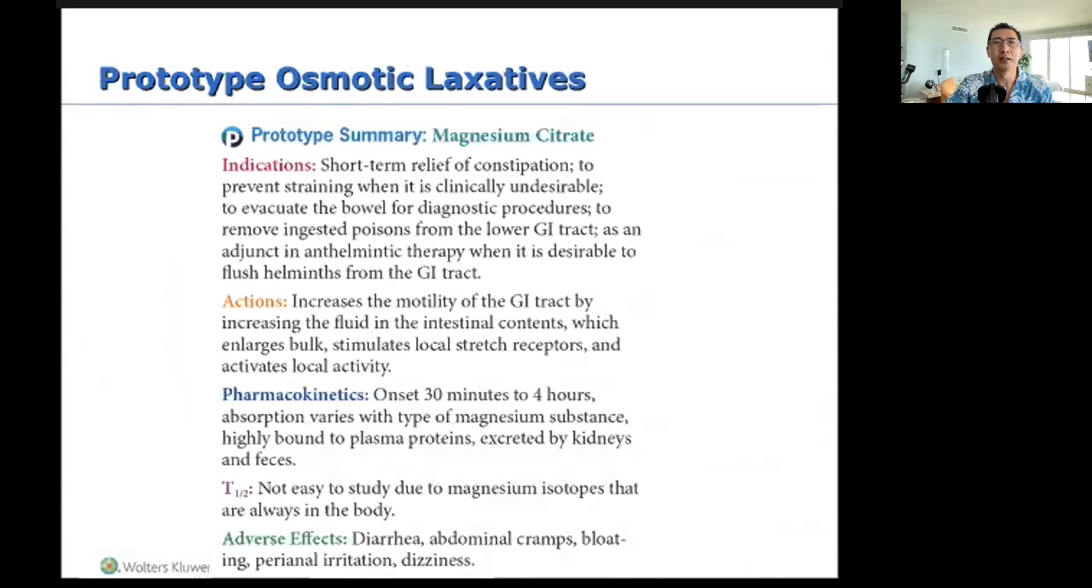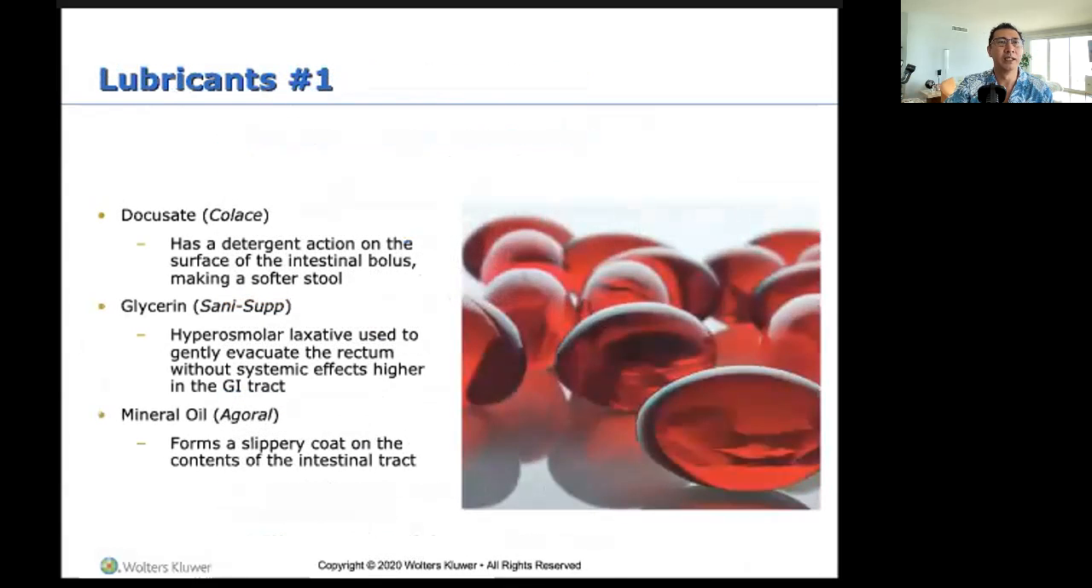Not much here on the drug card. Next is lubricants. This is a different type of lubricant. These are poop lubricants. Docusate, Colace. You've given this. You've administered this on a patient. It has a detergent action on the surface of the intestinal bolus, making a softer stool. So when you're giving this to the patient, at least with my group, this is a stool softener. This is not a laxative.